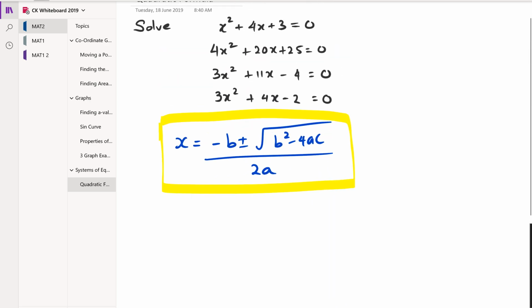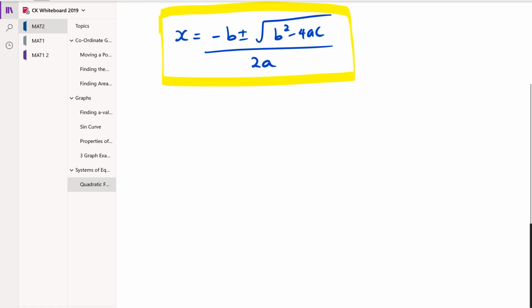So the first question I've got there is x squared plus 4x plus 3 equals 0. So this is my first question. Now you might be wondering why I'm actually using the quadratic formula for this, because we know we can just factorize it straight away and solve it. I'm actually going to show you guys how to do that. So we know that we can actually factorize this, right? Because I've given you guys a nice simple one to work from.